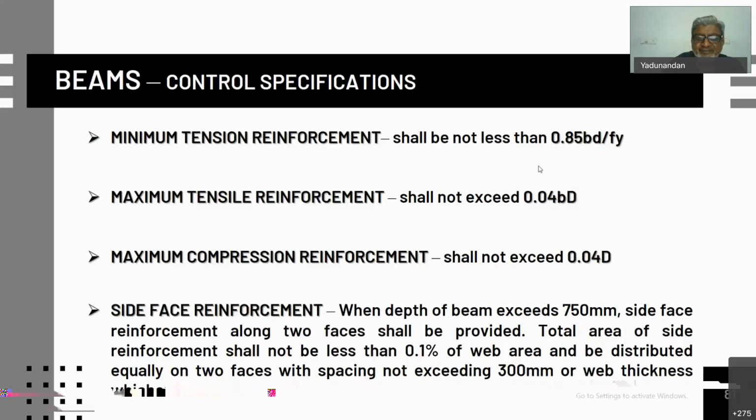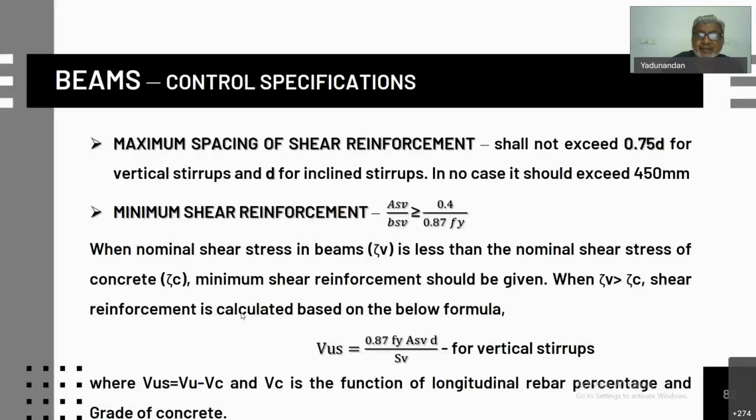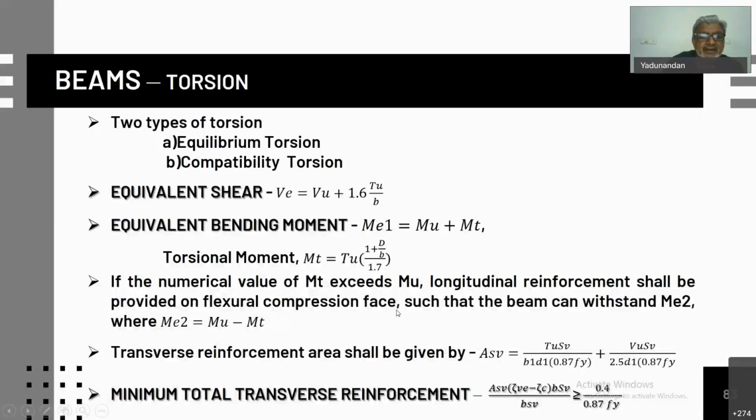So you also provide, when the depth of the beam exceeds 750 mm, there's a depth of the web, not beam, it's correctly here. Then you can provide side face reinforcement along two faces. Similarly, there are limitations for the maximum spacing of the shear reinforcement that shall not exceed 0.75 d. Asv by bsv is 0.4 by 0.87 fy is the minimum shear reinforcement to be provided. And we of course normally provide the shear reinforcement for the amount of shear that is not taken by concrete. It's all known to you.